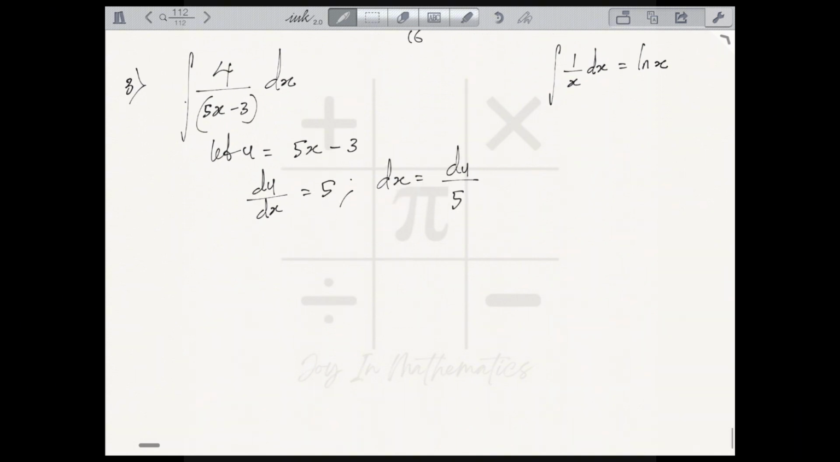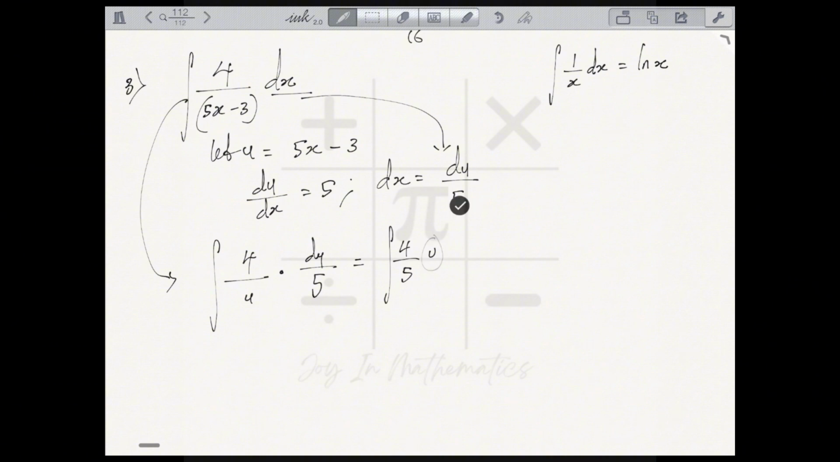Now we can substitute our terms, making it in terms of u. That will give us 4 over u multiplied by du over 5, since dx is du over 5. And this will give us 4 over 5 integral of 1 over u du.